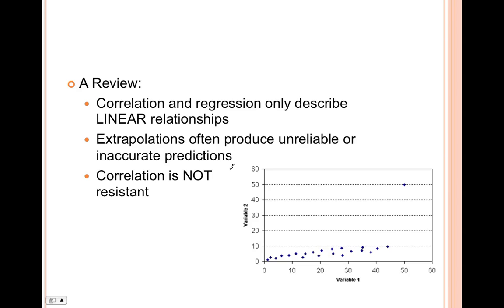Correlation and regression only work if we are talking about linear relationships. Extrapolations often provide unreliable or inaccurate predictions. And the correlation is not a resistant measure. This outlier right here would greatly decrease the correlation of this set of bivariate data.